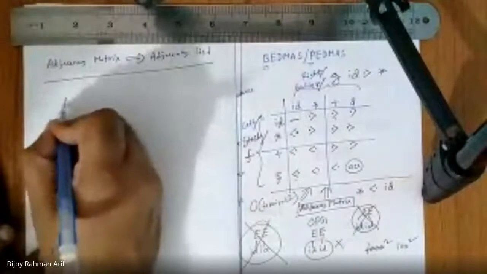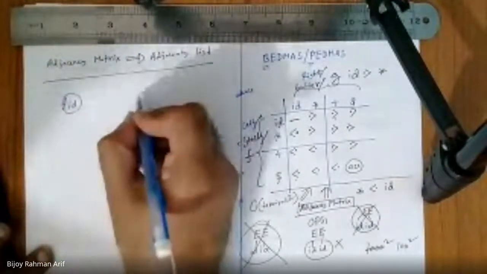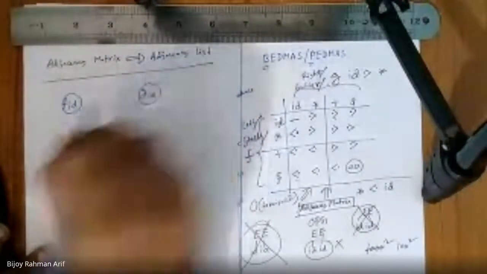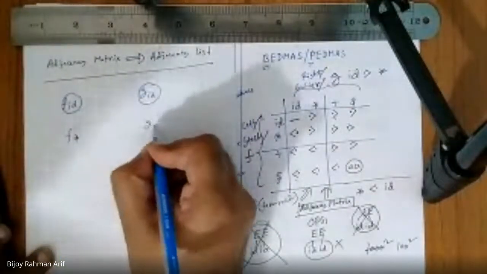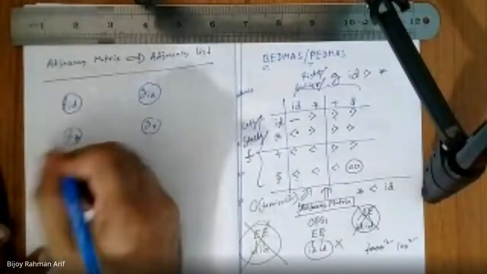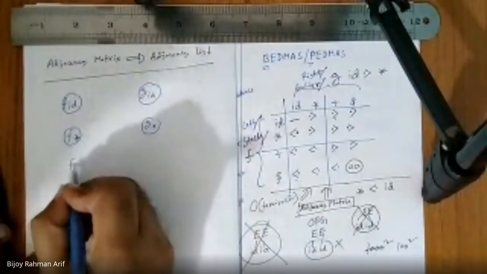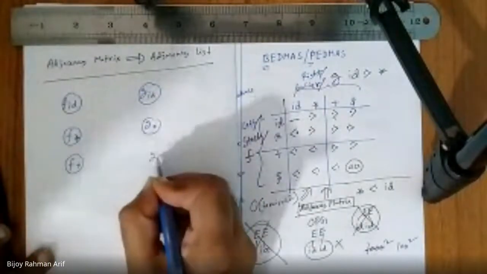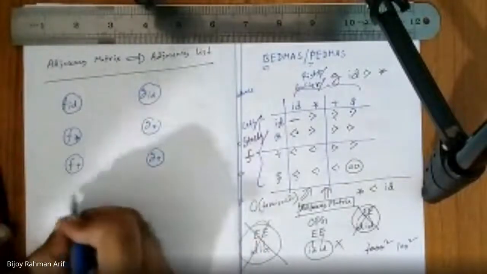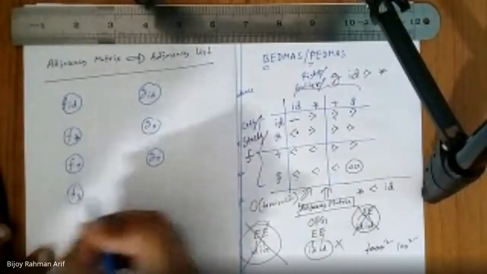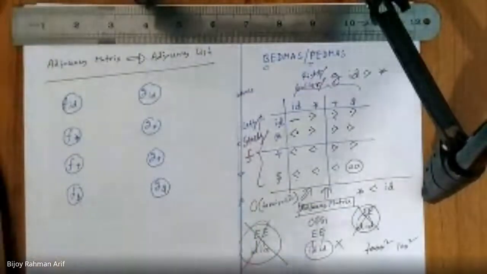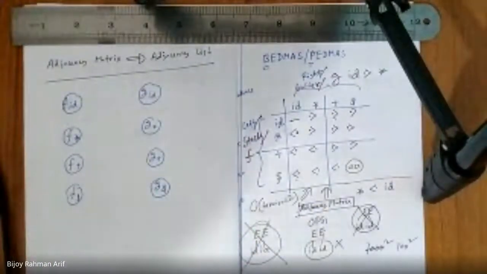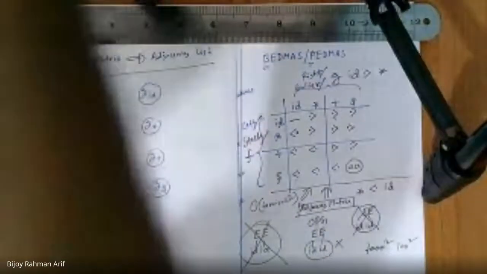So we have F ID, G ID. We have F star, G star. Then we have F plus, G plus. Then we have F dollar, G dollar. Now we are trying to find out the relation between these nodes. Okay, so what is the relation? Tell me.